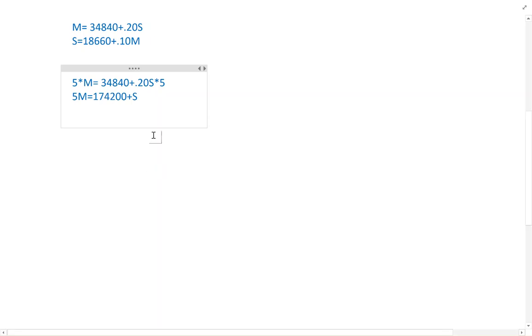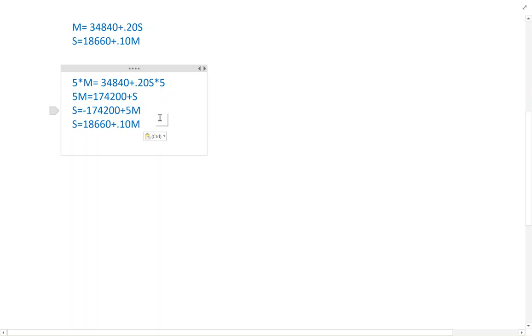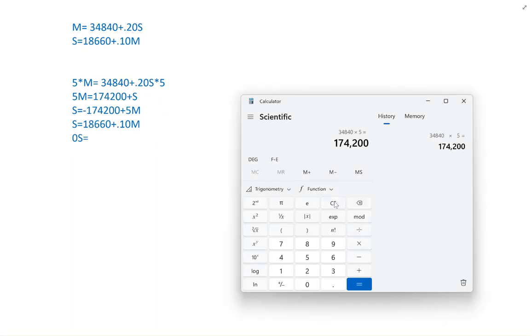Now we can rearrange this equation. If I bring this to the other side, it will become minus. So we have 5M minus 174,200, or I can write it like this as well, it will mean the same thing: S equals minus 174,200 plus 5M. The reason I want to write it like this is so that it becomes very similar to this equation. Then I will subtract this equation from the top. If I subtract this equation from the top, what happens is we have 0S, and because this is minus itself, it will increase. So minus 174,200 minus 18,660, which is minus 192,860.